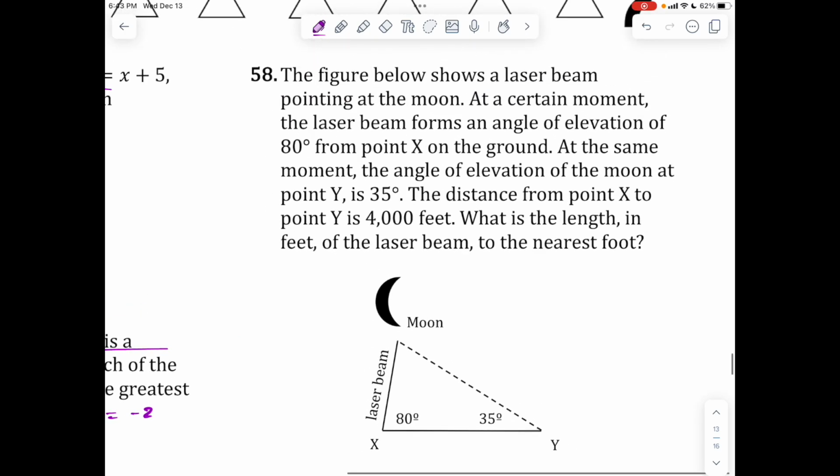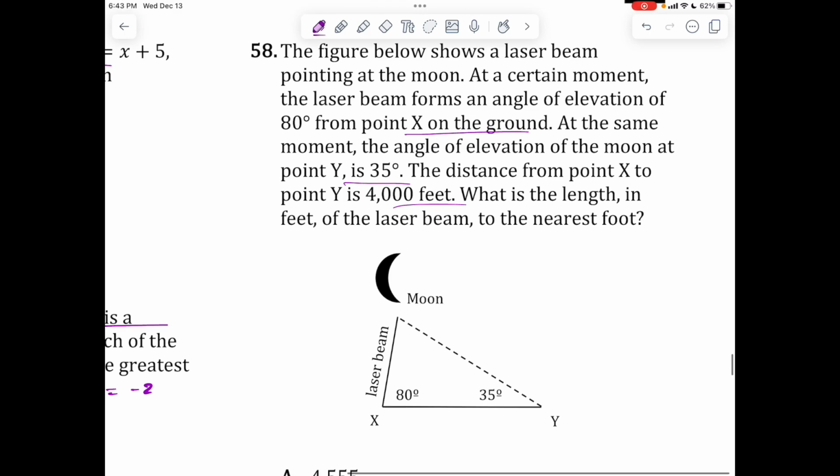The figure below shows a laser beam pointing at the moon. At a certain moment, the laser beam forms an angle of elevation of 80 degrees from point X on the ground. At the same moment, the angle of elevation of the moon to point Y is 35 degrees. The distance from point X to the point Y is 4,000 feet. What is the length in feet of the laser beam to the nearest foot?